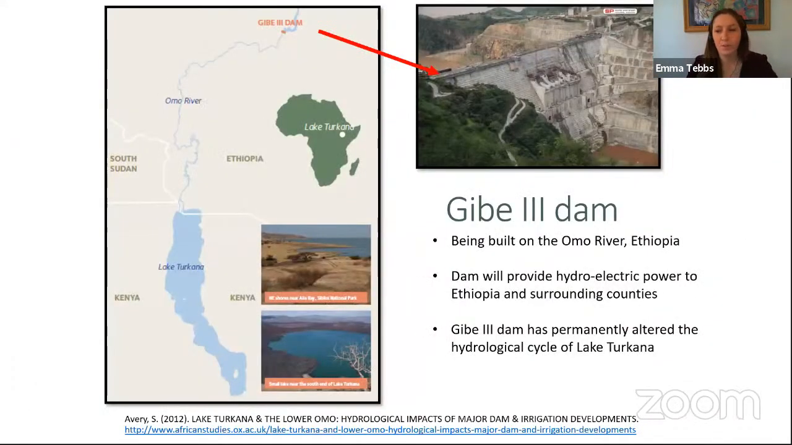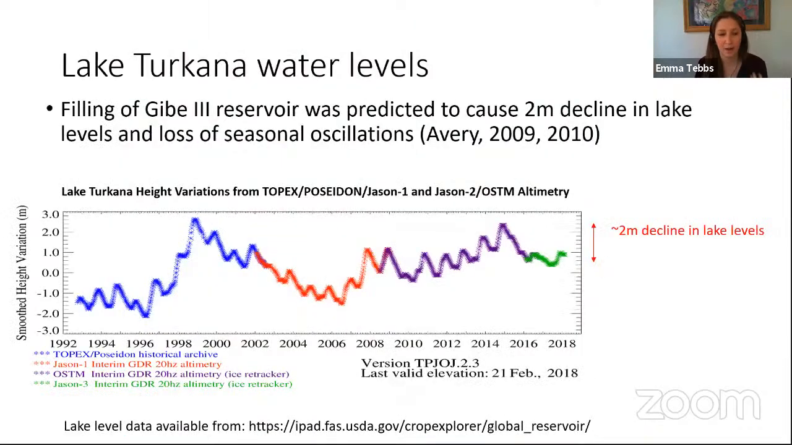So the lake's threatened by the Gibe III Dam, which has been built on the Omo River in Ethiopia. The dam will provide hydroelectric power to Ethiopia and surrounding countries, but it will also permanently alter the hydrological cycle of Lake Turkana. The Omo River provides 80% of the inflow into Lake Turkana, and so changes in the hydrology of that river will have a profound impact on the lake.